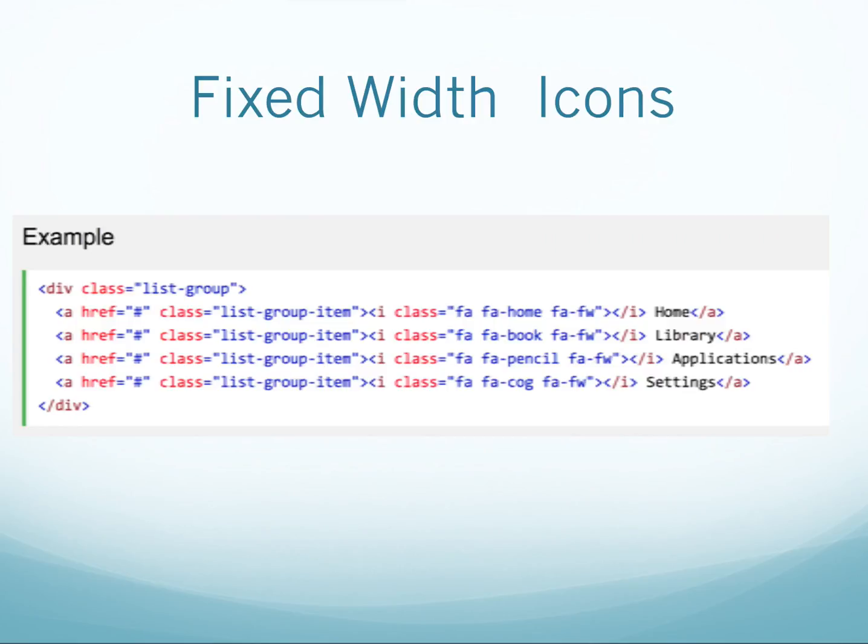Fixed width icons. The FA-FW class is used to set icons at a fixed width. This class is useful when different icon widths throw off alignment, especially useful in Bootstrap's nav lists and list groups. Obviously, if you're going to use something that is actually a list, if you're replacing a bullet with an icon that may not have the same width, setting it to a fixed width will make sure that your alignment works perfectly. So this is very helpful for that sort of thing.